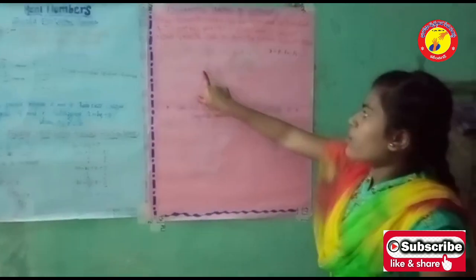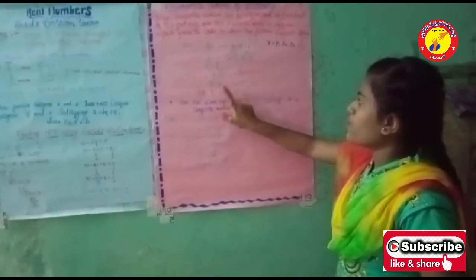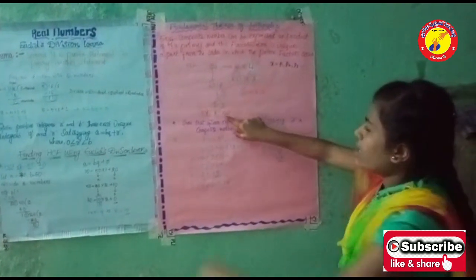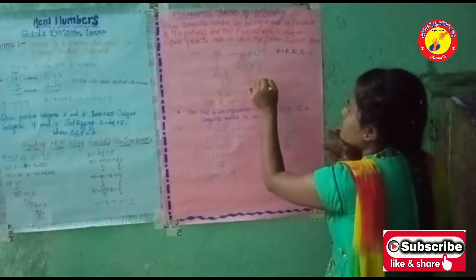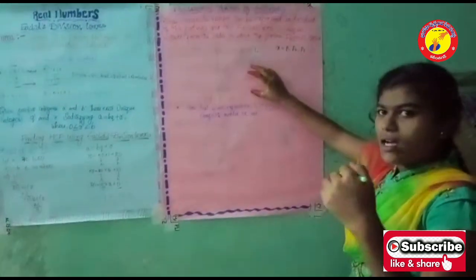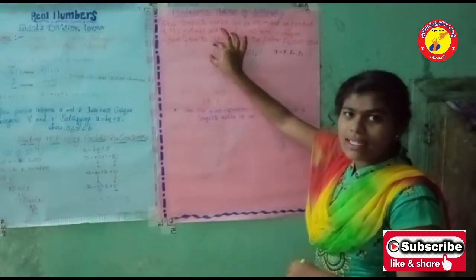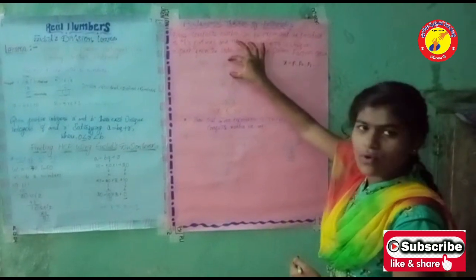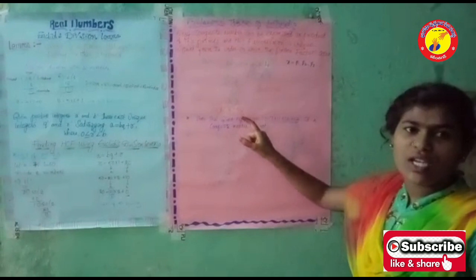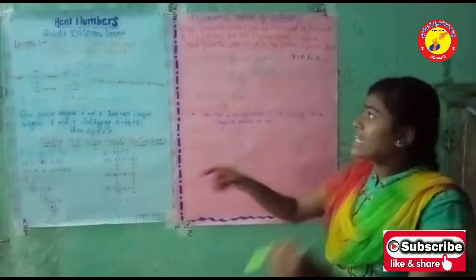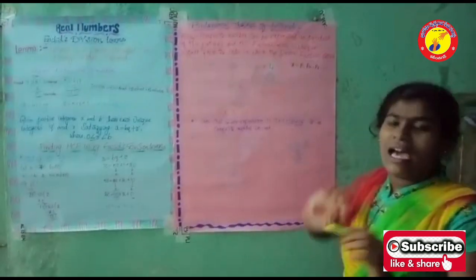Taking the factors 2, 3, 2, 2, we get 2 into 2 into 2 into 3. When we multiply these, we get 24. The order may change, but the factorization is unique. That is the fundamental theorem of arithmetic.